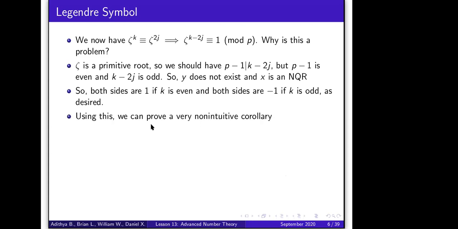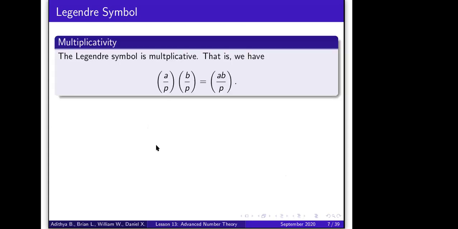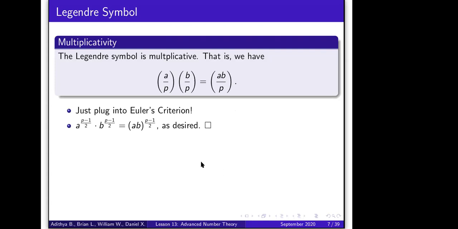So using this, we can now prove a very non-intuitive corollary, namely that the Legendre symbol is multiplicative. So (a/p) times (b/p) is equal to (ab/p). And using Euler's criterion, the proof is really easy. We just plug in a and b into Euler's criterion, and a^((p-1)/2) times b^((p-1)/2) is equal to (ab)^((p-1)/2).